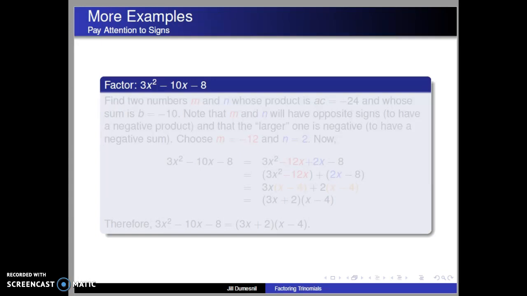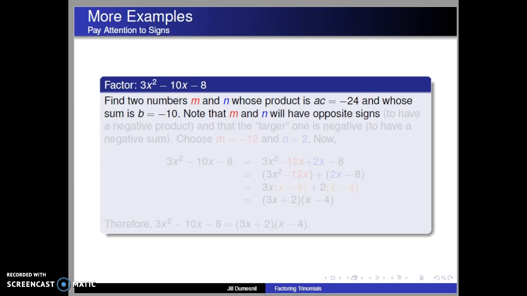Let's consider additional examples in which care must be given to the signs of the coefficients. Let's factor 3x² minus 10x minus 8. Note here that a is 3, b is negative 10, and c is negative 8. We need to find two integers, m and n, whose product is negative 24 and whose sum is negative 10. Note that m and n will have opposite signs to have a negative product, and that the larger one will be negative to have a negative sum. Choose m equal negative 12 and n equal 2, then m and n multiply to negative 24 and add to negative 10.